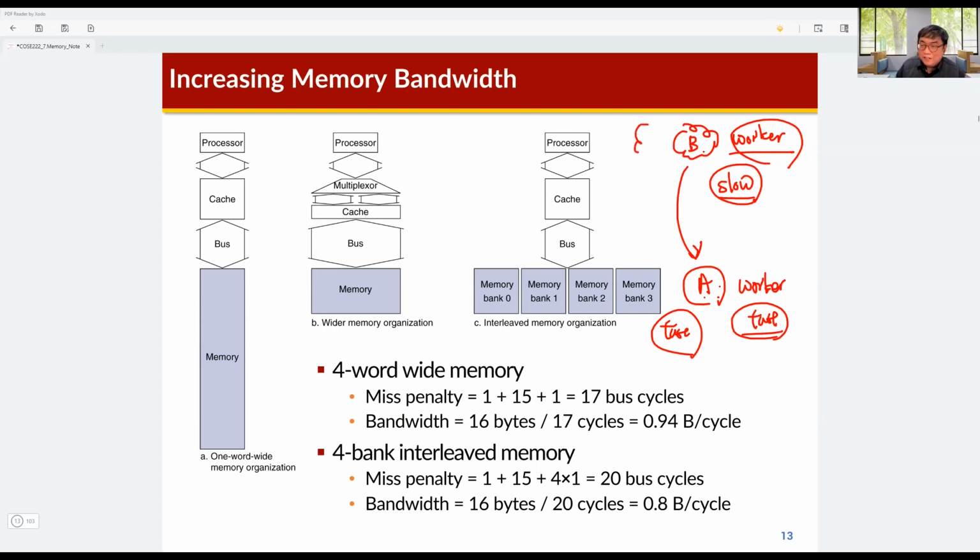We can increase the number of B workers. How? Then A can just give the same command to the B workers, and with a time sharing manner, A can receive the results from B. Okay.